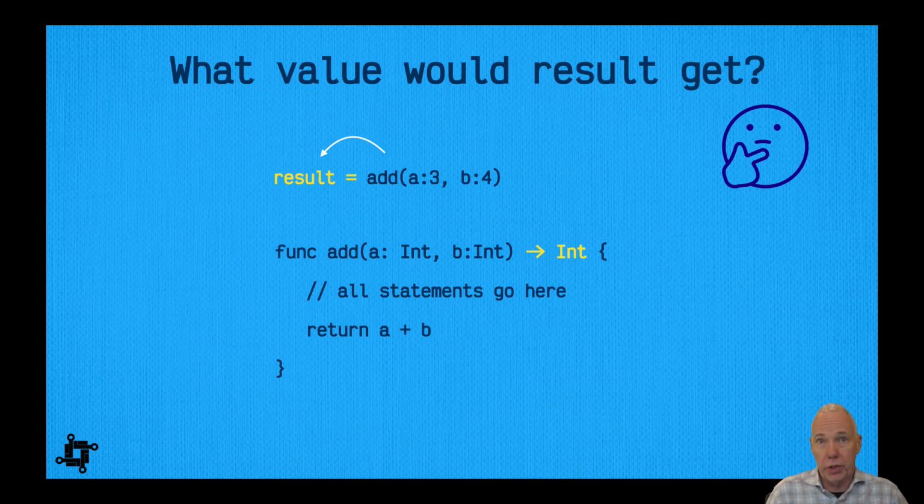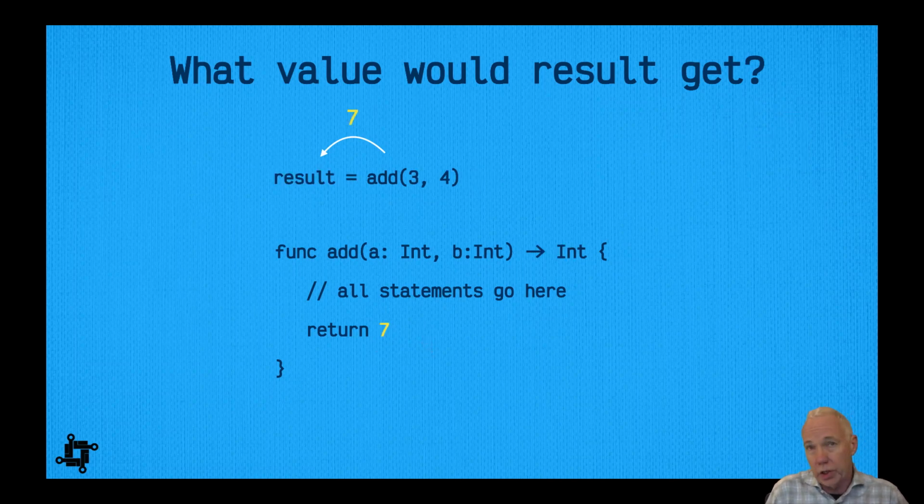So if we look at this during execution, we see that we have the add function, and whatever it returns is going to be assigned to result here. a gets a 3, so a is going to have a 3 here. b gets a 4, so b is going to have a 4 here. So this is going to be 3 plus 4, and this is going to return a 7. And that's how that 7 gets put back into the result.